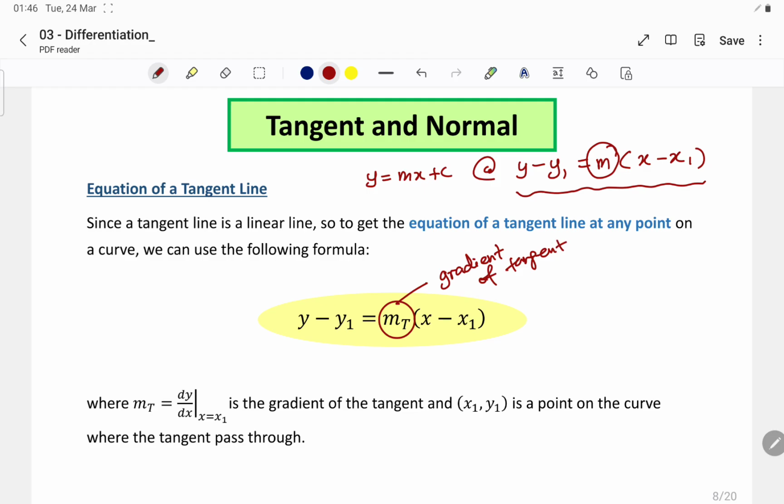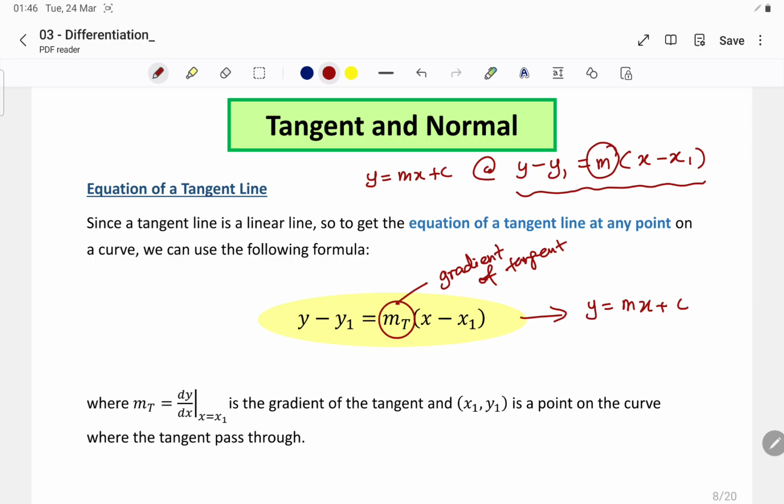Okay, you have to change to gradient of tangent. And then at the end, from this equation, when you substitute x1, you substitute y1, you substitute mt, you have to form y equal to mx plus c. So that is the tangent, equation of tangent.